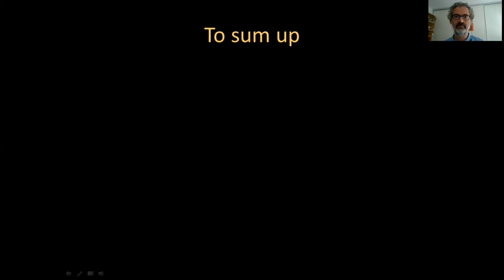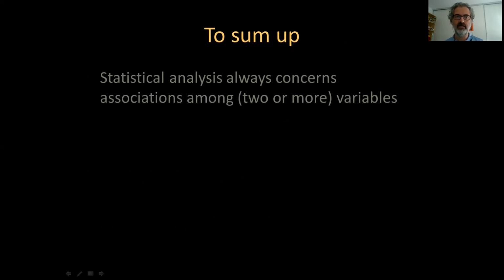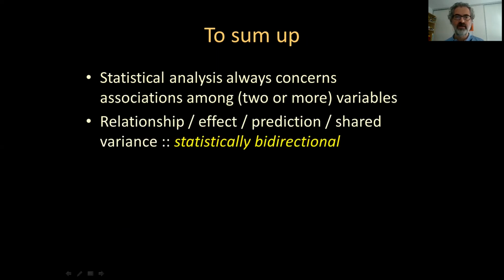To sum up, and taking into account all the different kinds of variables, as we've said before, statistical analysis always concerns associations among 2 or more variables. Indeed, all quantitative research questions concern associations among two or more variables. There are several different words that essentially refer to the same idea, the associations between variables. And these are a relationship, an effect, a prediction, or shared variance.